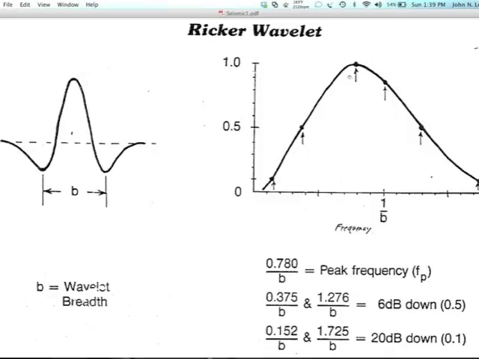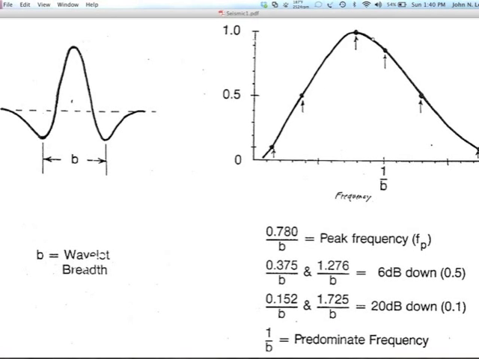A lot of the energy in the Ricker wavelet is at this peak, and let's call that the peak frequency. For the Ricker wavelet, that peak frequency is a little bit less than 1 over B. If B is in seconds, then 1 over B is in hertz. That's called the predominant or dominant frequency of the wavelet, and that's on the high side just a little bit. The peak frequency is a little bit lower, at 78% of the dominant frequency.